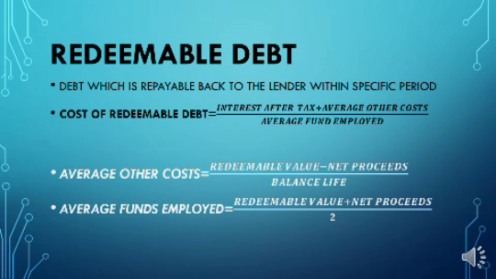Now let's see what is meant by redeemable debt. It is straight opposite to irredeemable debt. Here, debt which is repayable back to the lender within a specific period is called redeemable debt. Cost of redeemable debt is equal to interest after tax plus average other costs divided by average funds employed.